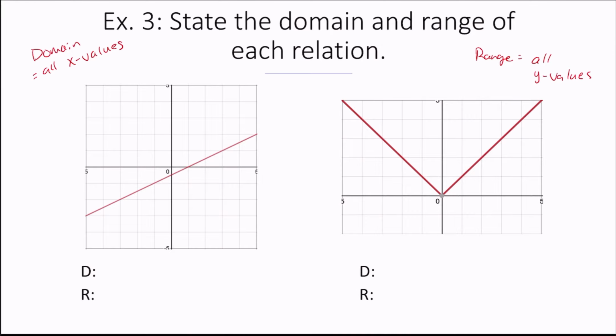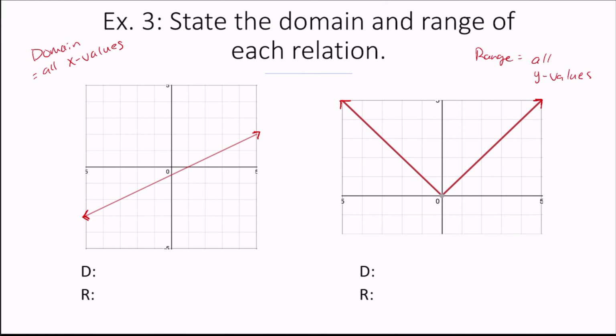That doesn't necessarily mean just the ones that we see on the graph, because it's possible to zoom in and out of the graph and be able to see different parts of it. So generally speaking, we're going to assume that these lines continue on in the direction that they appear to be going.